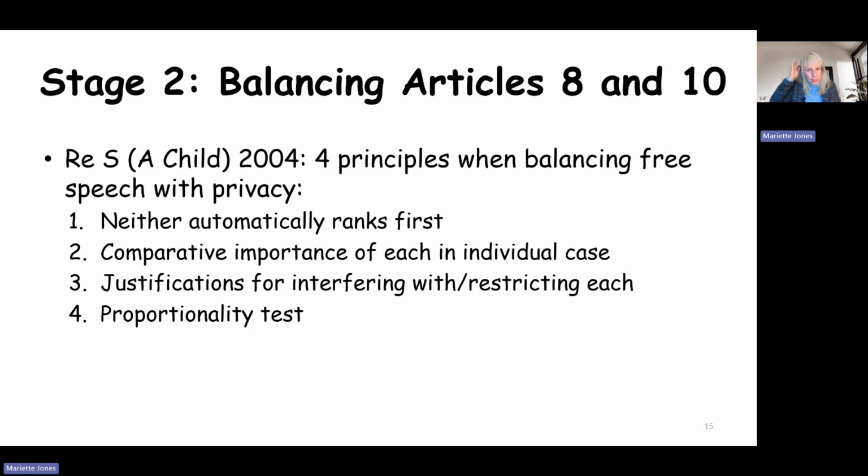But remember, the first step is to prove to the court that there is a reasonable expectation of privacy in the first place. If the claimant cannot establish this, then no misuse of private information will be present. It is only once a reasonable expectation is established that we go on to step 2, the balancing exercise.